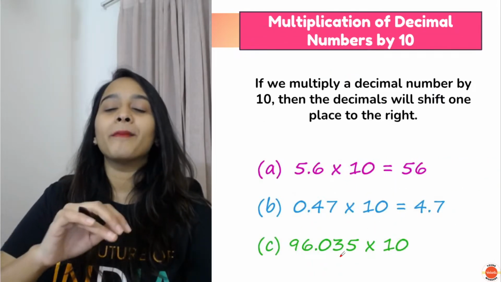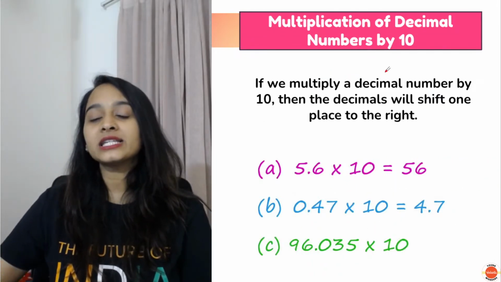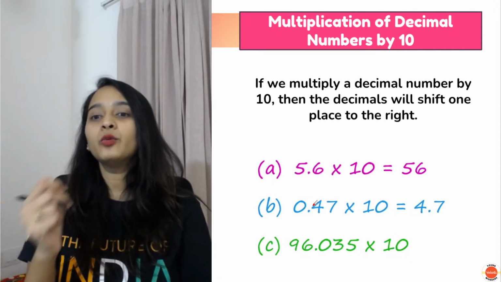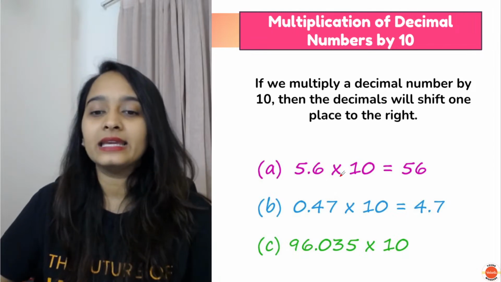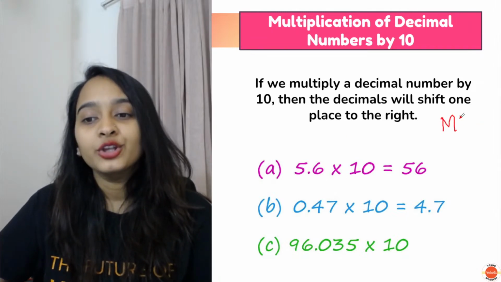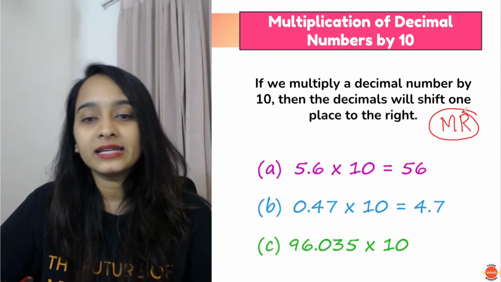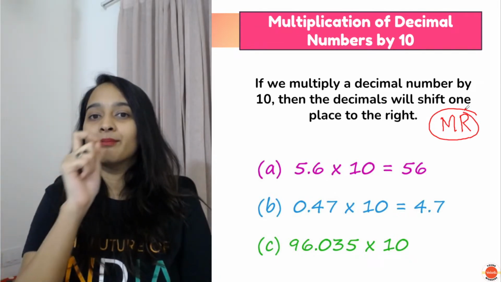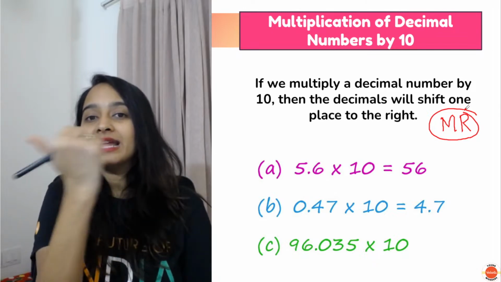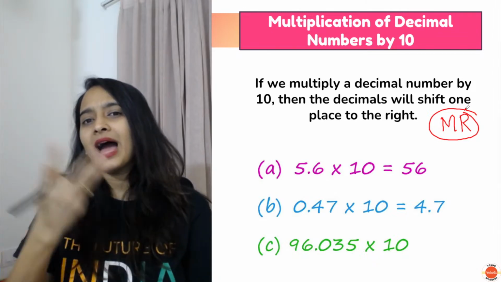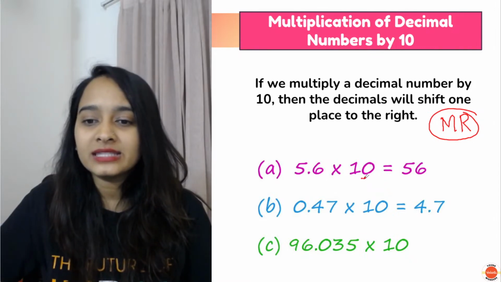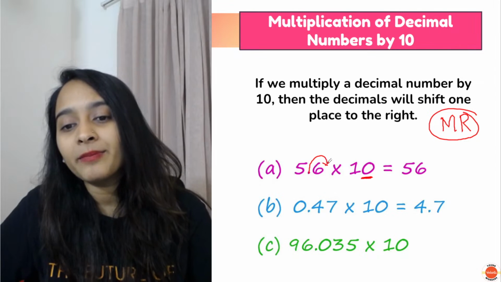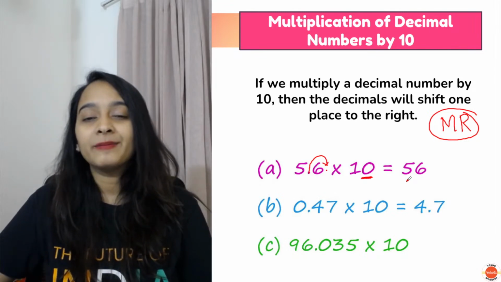Okay, this is how you multiply. Now how do we multiply with 10, 100, 1000? Multiplying a decimal with 10, 100, 1000. So basically, whenever you are multiplying, you move the decimal point towards the right. MR, right? So MR, multiplication, move the decimal point to the right side. But how many digits? As you can see, there is 1 zero. So you move the decimal point by 1 digit.